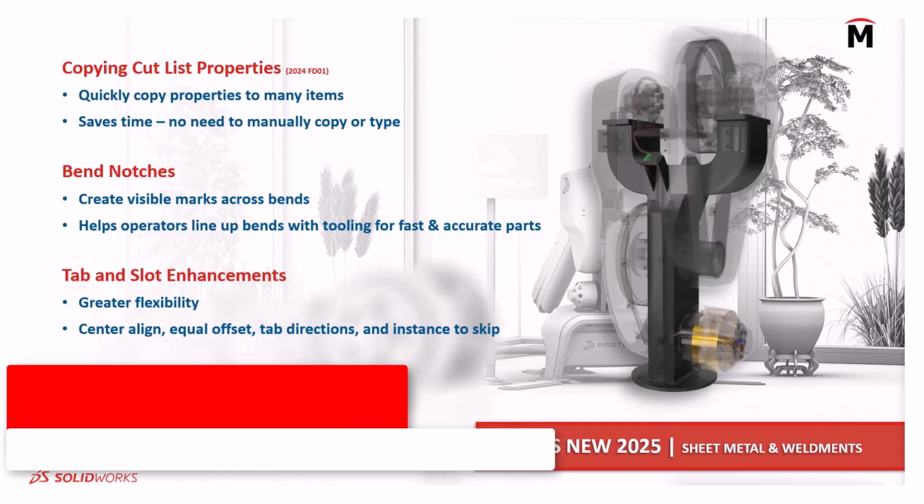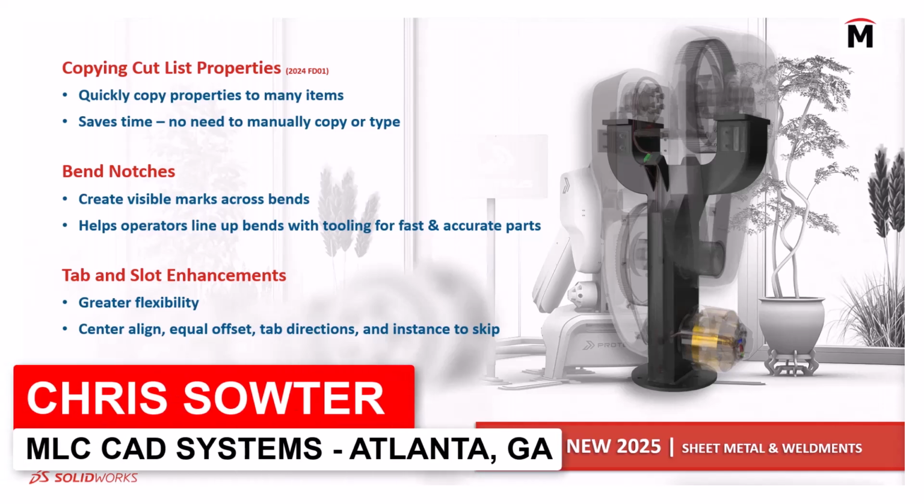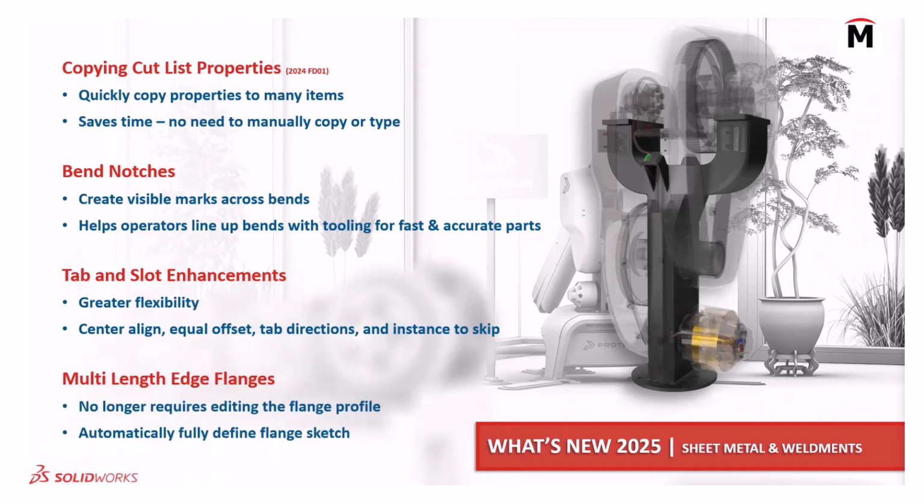Let's take a look at what's new in SOLIDWORKS 2025 with sheet metal, weldments and structure systems. In this demo, you'll see how SOLIDWORKS 2025 helps you save time by quickly copying all cut list properties to many items. It helps you streamline your downstream manufacturing processes with bend notches, gives you higher flexibility in your tab and slot workflows, and allows you to use multiple length edge flanges without having to edit the flange profile.